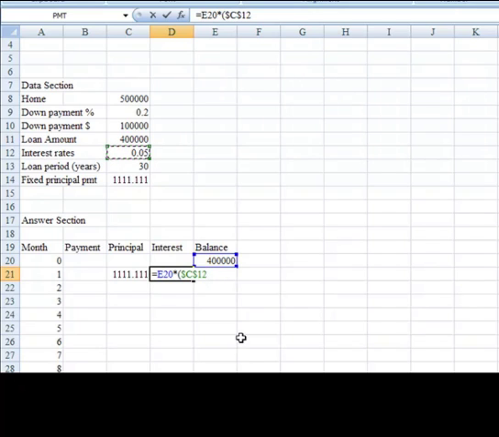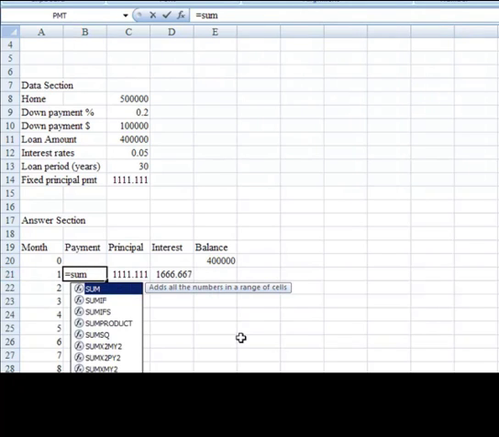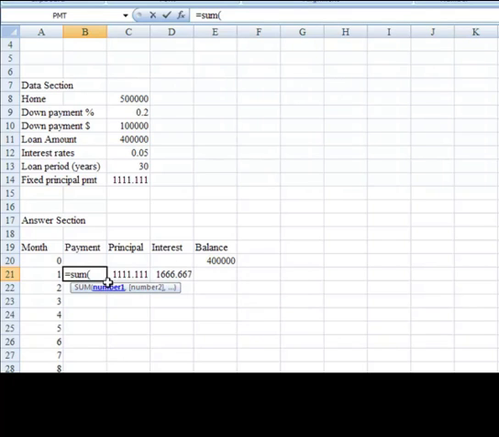But since that is an annual rate and I want to know the monthly interest, I have to divide the C12 interest rate of 5% by 12 months. That effectively has given us one month's worth of interest on a $400,000 loan. Since we know the principal portion and the interest portion, we can now go to payment, and the payment will be the sum of, in the left parentheses, I click on cell C21, hold my mouse button down and drag to D21, and end with the right parentheses.